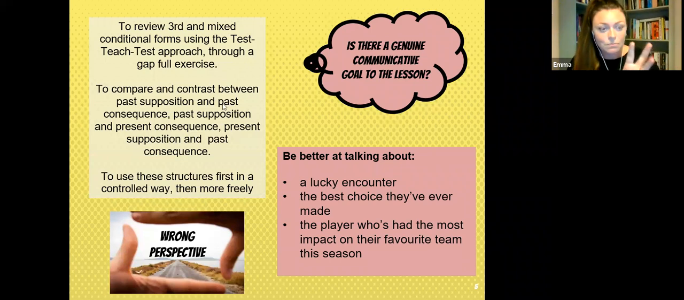I'll take an example, which is regrets. It's a classic example that course books present the third conditional in. I don't know about you, but I don't have a conversation about regrets very often in my life. Maybe every 5 or 6 years, after a couple of bottles of wine, too many, I might have that conversation, depending what company I'm in.